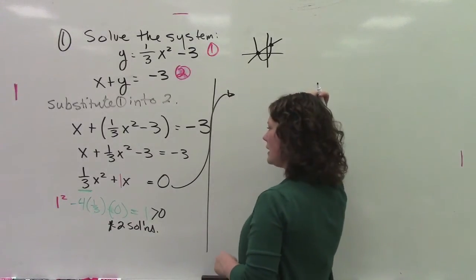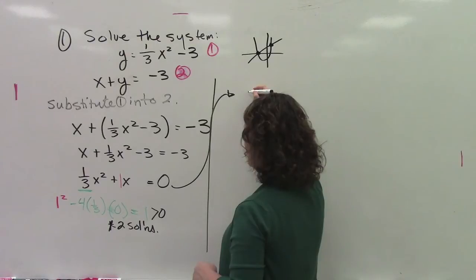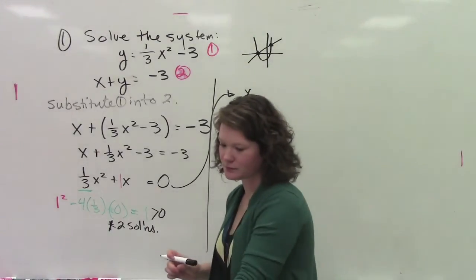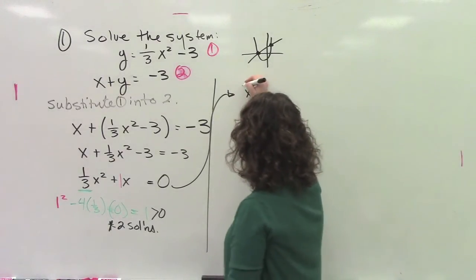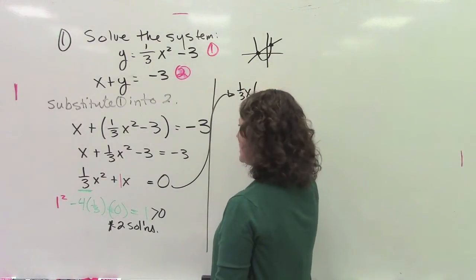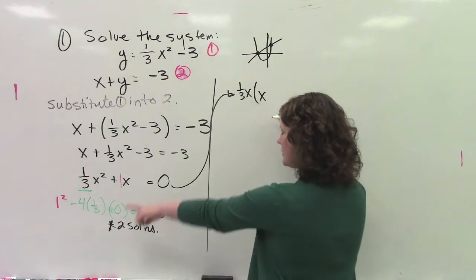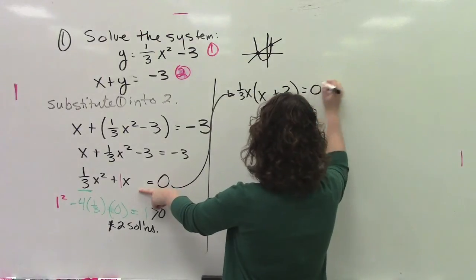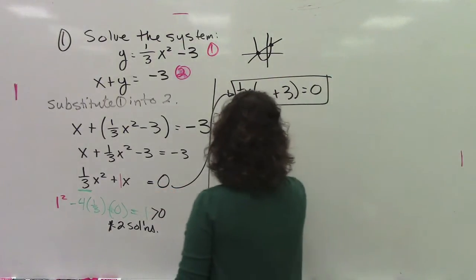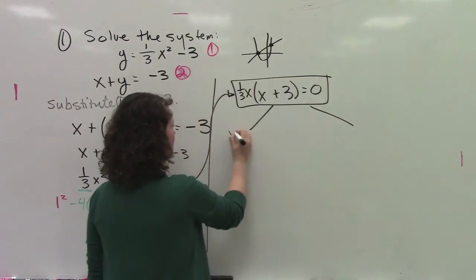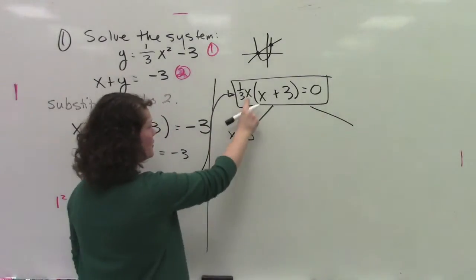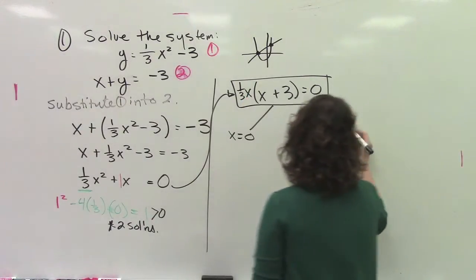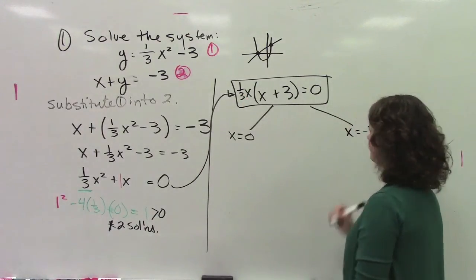So what I'm looking for here is I'm going to take an x out of each of these terms, actually 1/3 x. So I'm left with x plus 3 equals 0. I have two x values that I need to substitute for. X equals 0. Why x equals 0? Because of this. There's an x hanging out front. And this one right here, x equals -3.